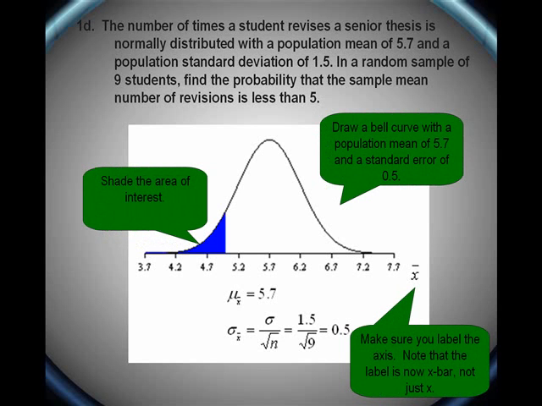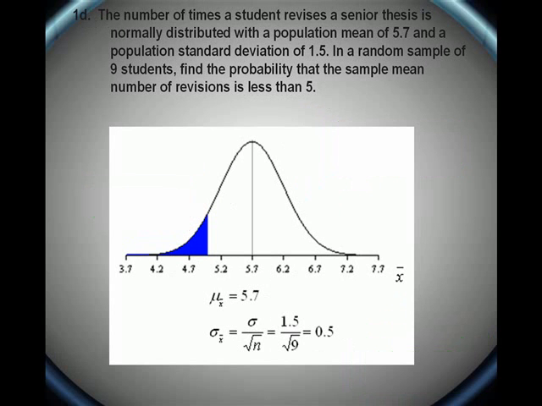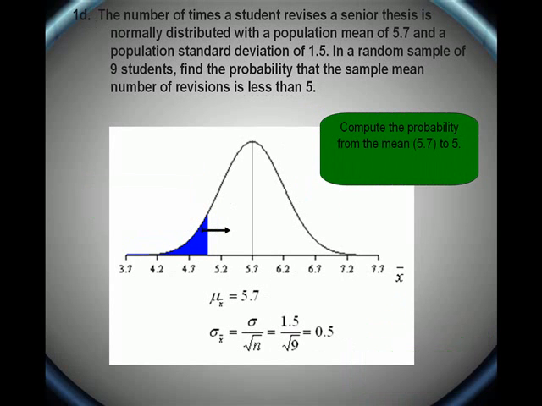Now we're going to shade the area of interest. That is, we want to know the probability of finding an x bar, a sample mean, that's less than 5. So we're going to compute the probability from the mean, that's 5.7, to 5, or the sample mean. I should say compute the probability from the population mean, or from the mean of the sampling distribution, which is the same thing, that's 5.7, to 5, which is the sample mean in this particular sample.